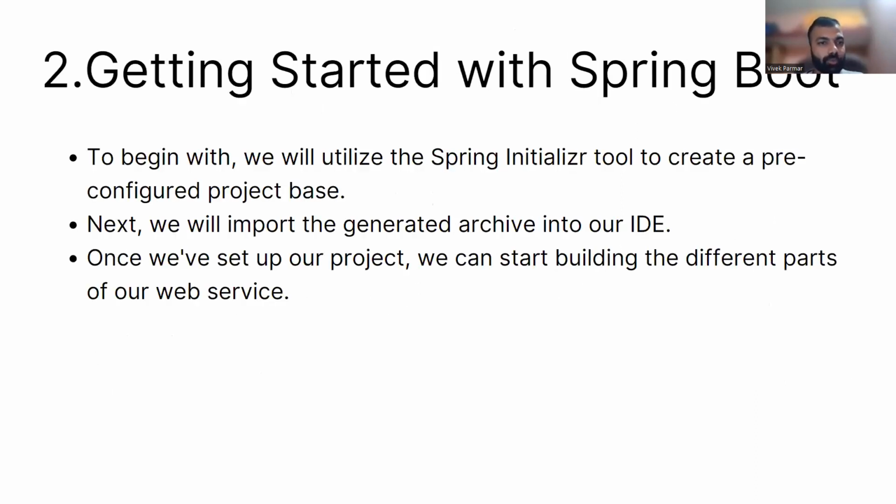Let's start with Spring Boot. To begin with, we will utilize the Spring Initializer tool to create a pre-configured project base. The Spring Initializer is useful for creating a pre-configured project. It makes development faster. Next, we will import the generated archive into our IDE. We can directly import the archive, or we can extract it and import the folder. Once we have set up our project, we can start building the different parts of our web service. Now let's see how we can run it.